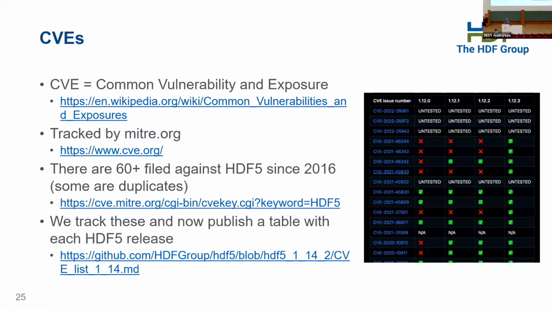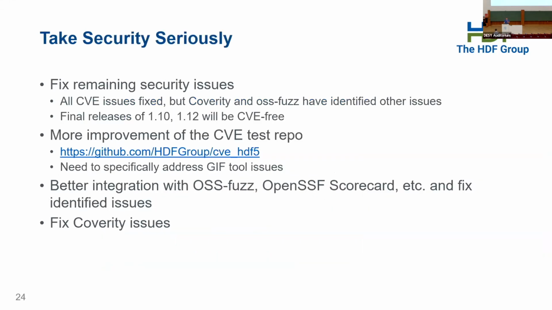Or you can test it. There's a thing in the test suite in the CVE test repository that we have, and you can run that over any version of the library. Even if you want to try it with 1.8 or whatever, it will let you know which CVE issues you're vulnerable to. And we're working on better integration with OSS-Fuzz and the OpenSSF Scorecard, and we're trying to fix the identified issues.